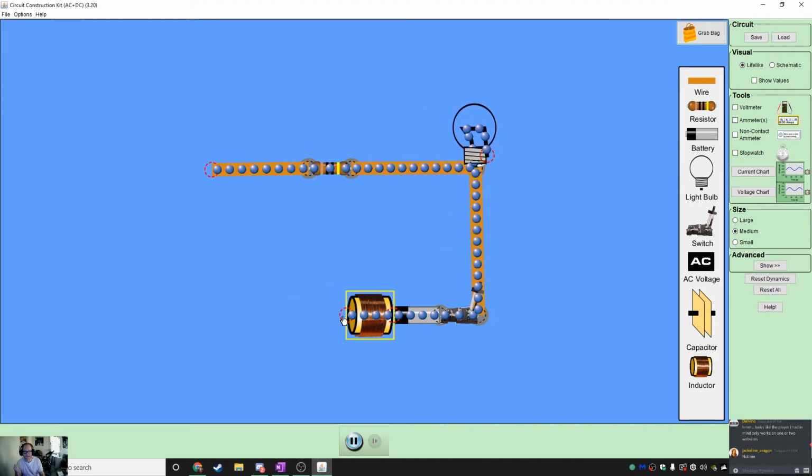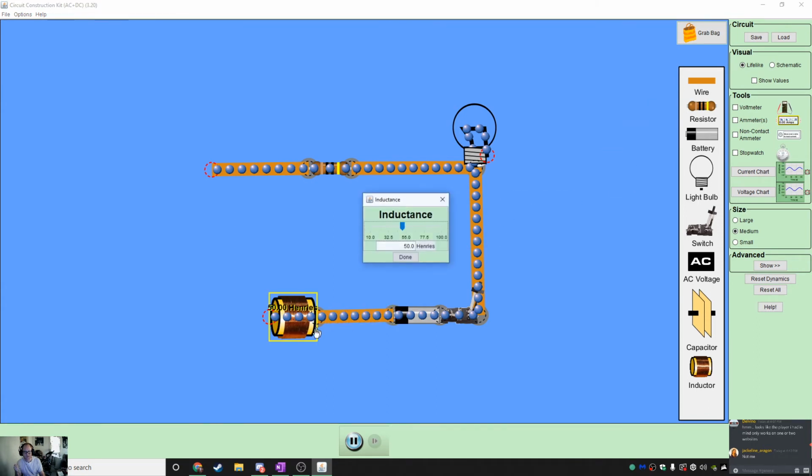So the light bulb is going to be kind of our visual representation of what the inductor is doing. Let's actually change the inductance. So this starts off at 50 henries. It's funny to me that the lowest value you can get here is 10 henries. I suspect even if you worked in electrical fields, you'd probably never see an inductor that's this big. 10 henries is huge. I mean, it's just massive.